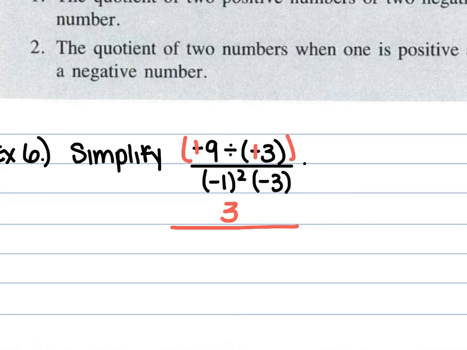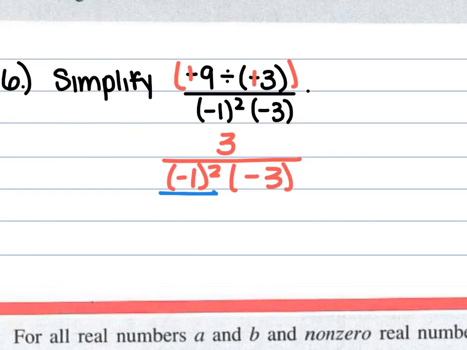So it's going to be 3 over negative 1 squared times negative 3. The negative 1 squared is going to give us positive 1. So that's going to be 3 times 1 times negative 3, which is still 3 over negative 3, which just gives us a negative 1.